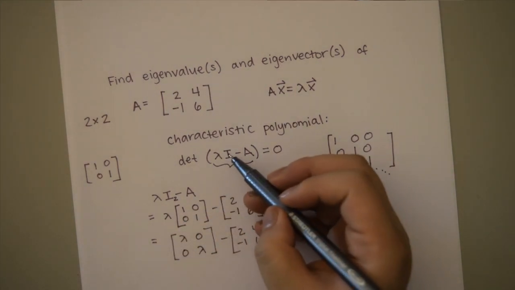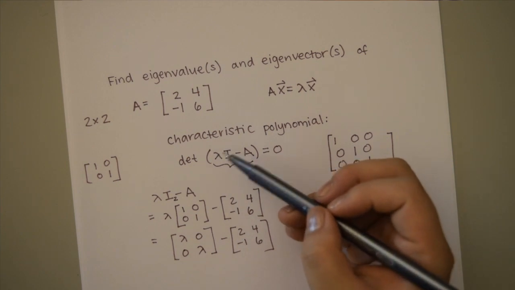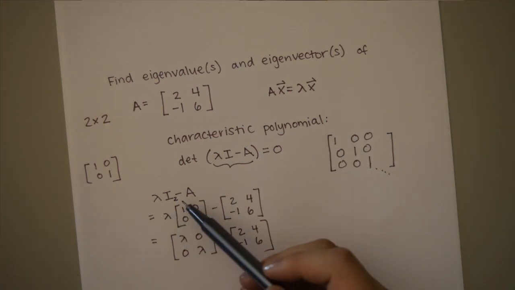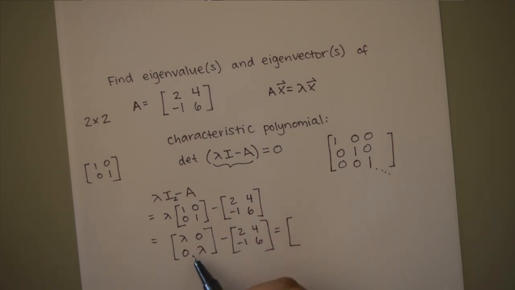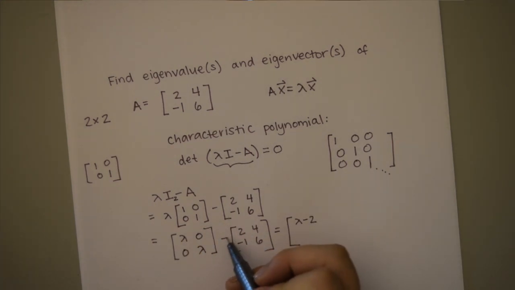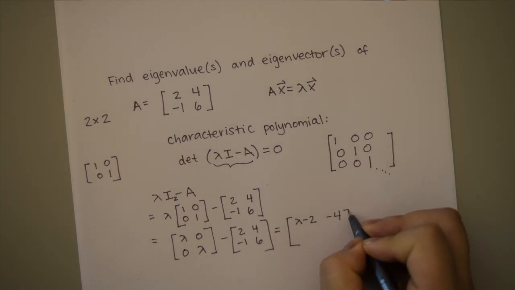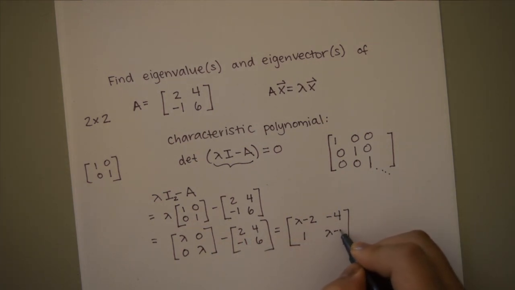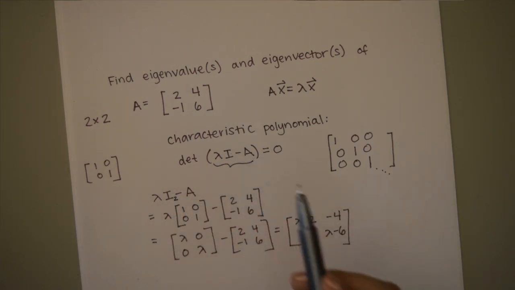And that's typical. If you practice this a lot, you'll get used to seeing lambda down the diagonal here and zeros everywhere else, because it's just going to be lambda times the ones, right? Then when we subtract like we normally would with matrices. Lambda minus 2, 0, minus 4 is negative 4. 0 minus 1 is positive 1. Lambda minus 6, like that. Okay, so this is our lambda I minus A.